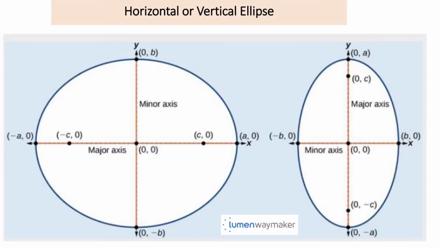Your foci are usually described by the letter c, and those lie on your major axis. So vertical this way, once again they're given by the distance c, and they lie on the major axis. So a, b, and c are the letters: a for the major axis, b for the minor axis, and c for the foci.